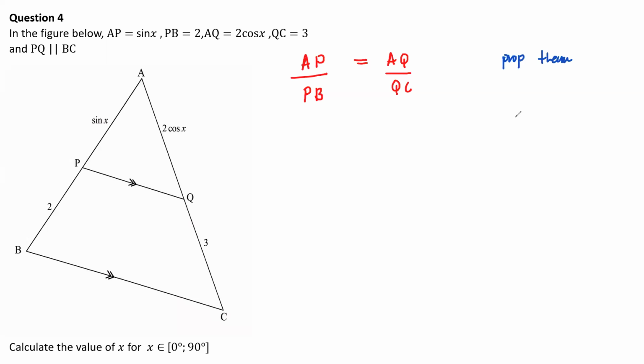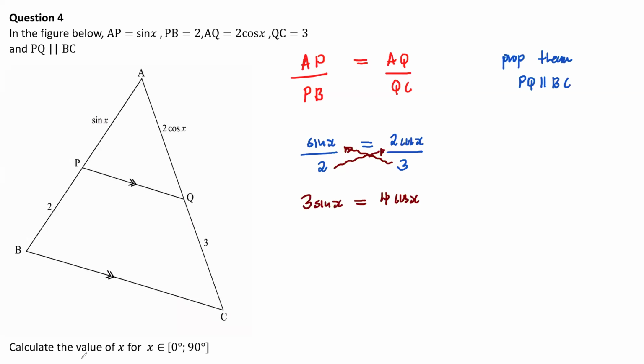That's the first one that we've done so far. Acknowledging that PQ is parallel to BC, AP is sine x, PB is 2, AQ is 2 cos x, while QC is 3. Question: find x. I can cross multiply. 3 sine x is equal to 4 cos x.